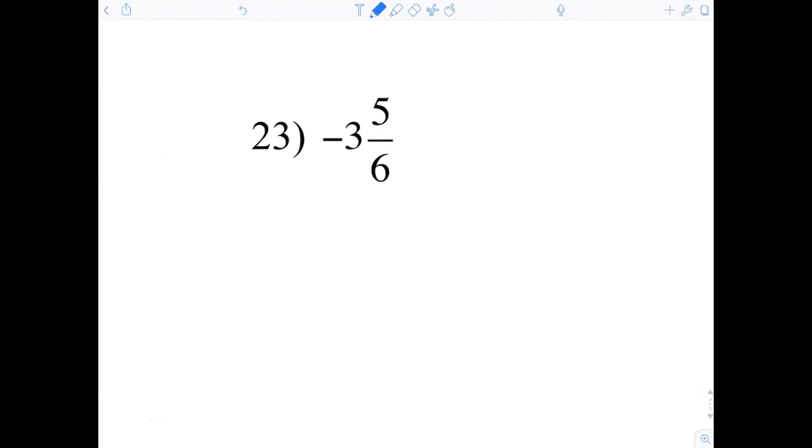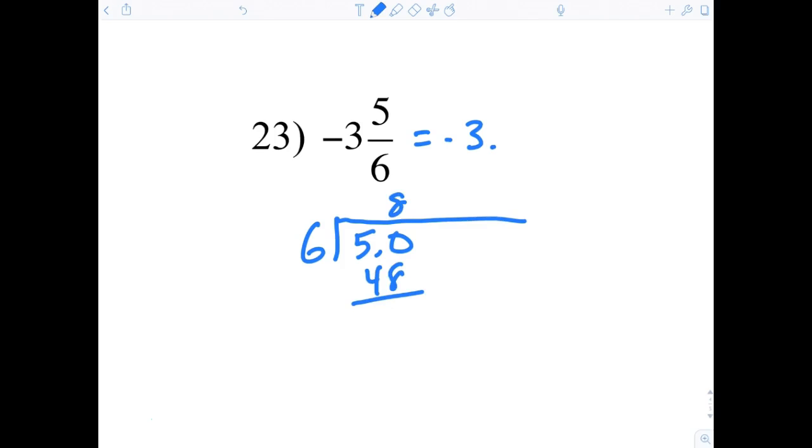Now, this is the one I don't expect you to know, so let's just go ahead and divide that out. But my answer is going to be negative 3 point something, right? Yes. So how many times does 6 go into 50? 6 goes into 50 8 times. 6 goes into 20 3 times. Does everybody see that now? So the 3 is repeating. Do you agree? Yes. So it's just negative 3.83 with a bar over the 3. Is everybody happy with that? Yes. All right. That's good.